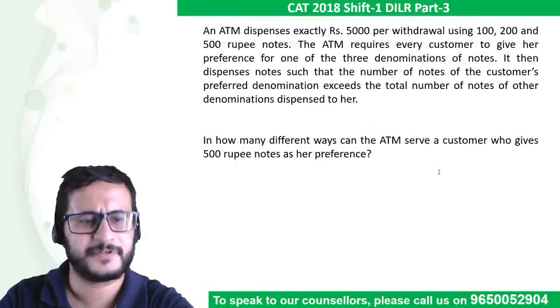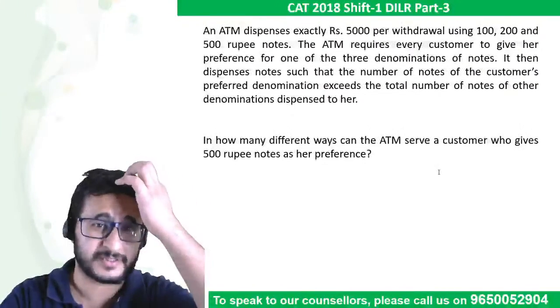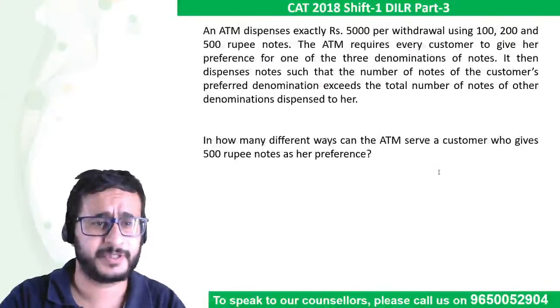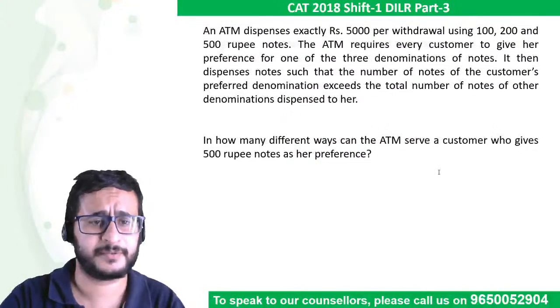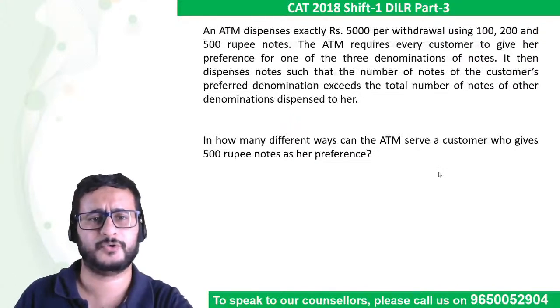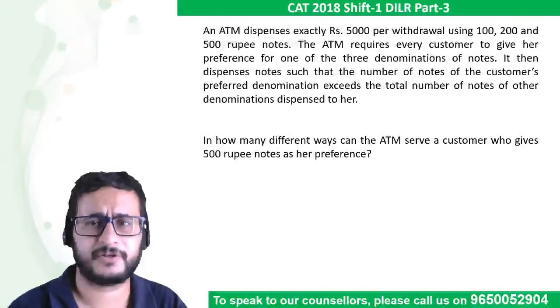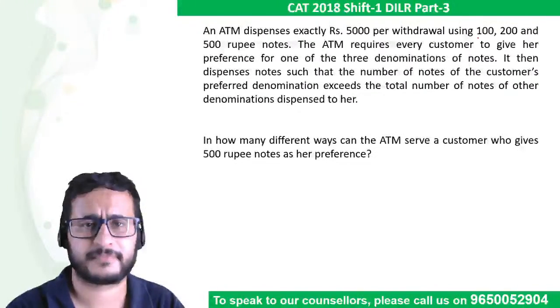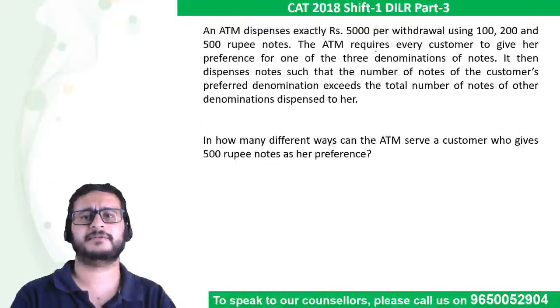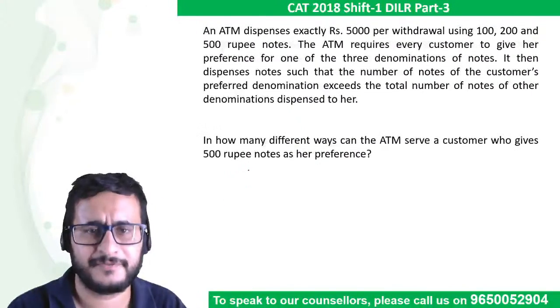Okay. Now the first question is, in how many ways can the ATM serve a customer who gives 500 rupee notes as his or her preference? Okay. So if a person gives 500 rupee note as preference, what is the minimum number of notes? Let us start with 510. Okay, so 5, 2 and 1.